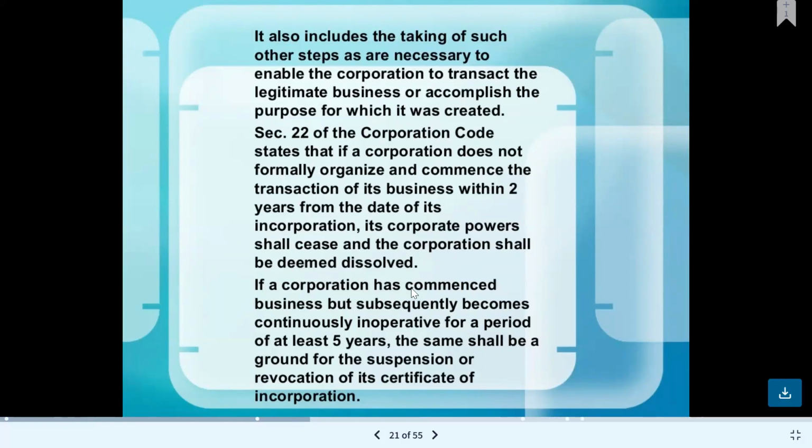And if a corporation has commenced business but subsequently becomes continuously inoperative for a period of at least 5 years, the same shall be a ground for suspension or revocation of its certificate of incorporation. So that's under Section 22. If at the start of your operation, so you have commenced for, let's say, 1 or 2 years, and then for the next 5 years it is inoperative, that same shall be a ground for suspension or revocation of its certificate of incorporation.